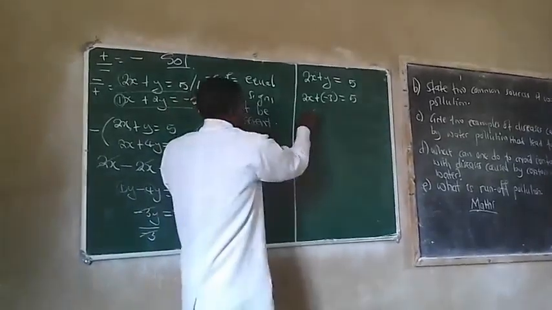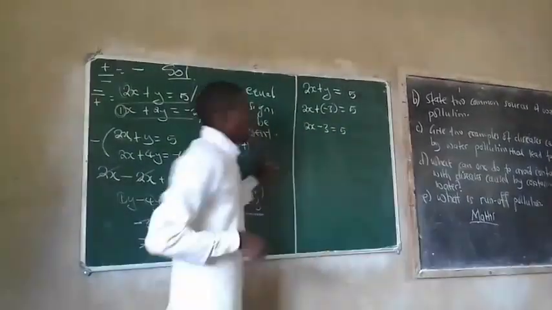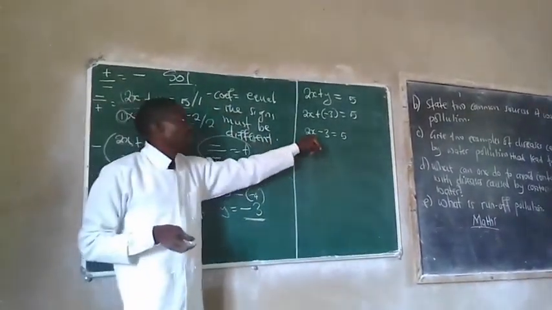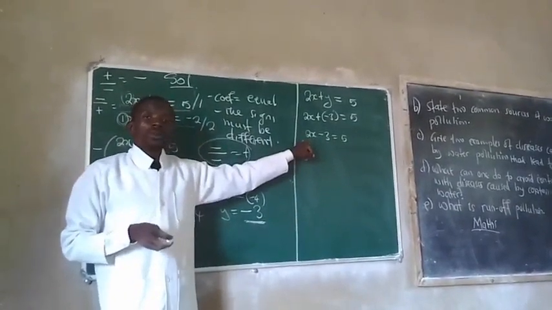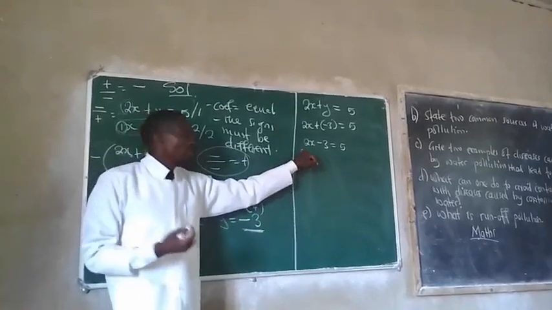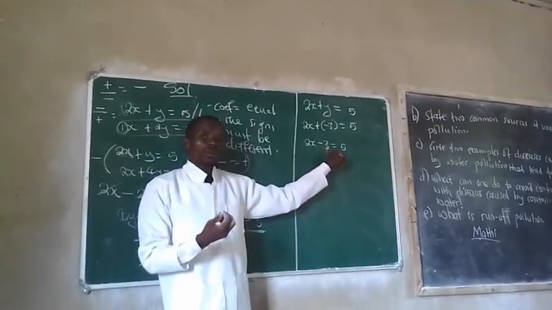Positive times negative, what will be the answer? Negative. So we say 2x minus 3 will be equal to 5. Then from there, we separate negative 3 from 2x. So how do we separate that one? We introduce the additive inverse of negative 3. What is the opposite sign of negative 3?